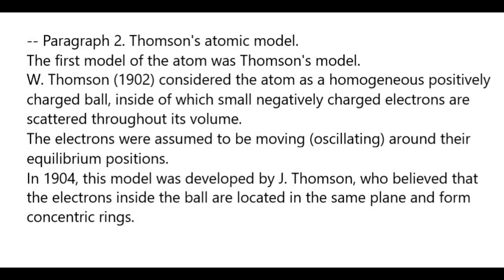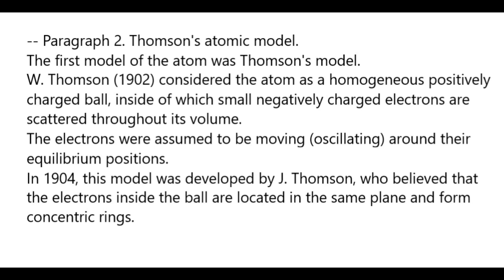Paragraph 2. Thomson's atomic model. The first model of the atom was Thomson's model. W. Thomson, 1902, considered the atom as a homogeneous positively charged ball inside of which small negatively charged electrons are scattered throughout its volume. The electrons were assumed to be moving, oscillating around their equilibrium positions.